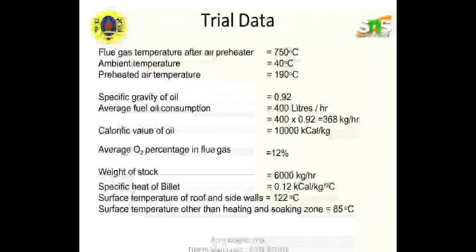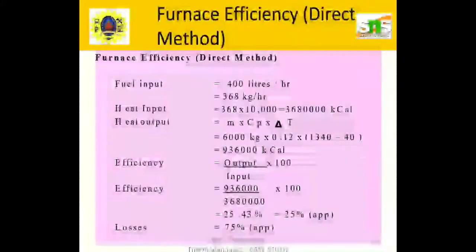Weight of stock 6000 kg per hour. Specific heat of billet 0.12 kilocalories per kg per degree Celsius. Surface temperature of roof and side walls 122 degrees Celsius. Surface temperature other than heating and soaking zone is 85 degrees Celsius.